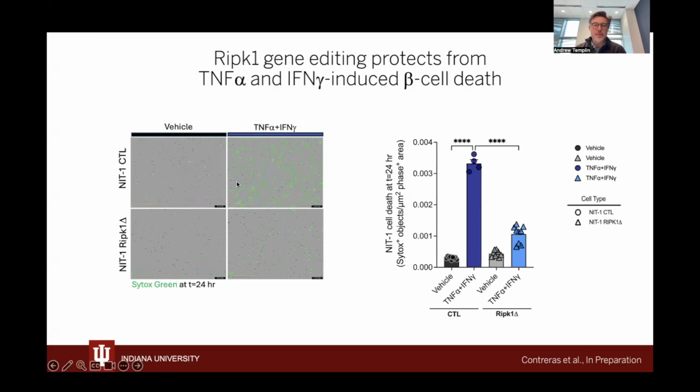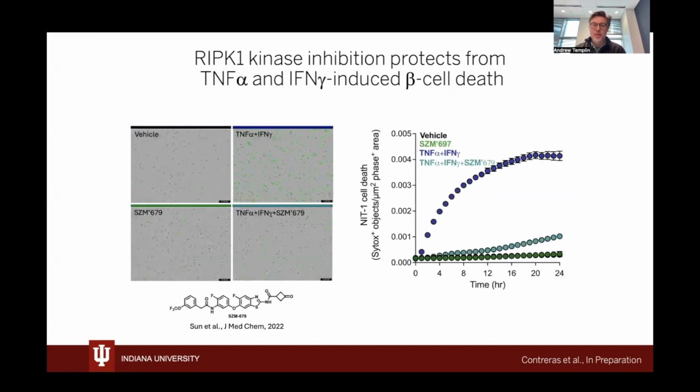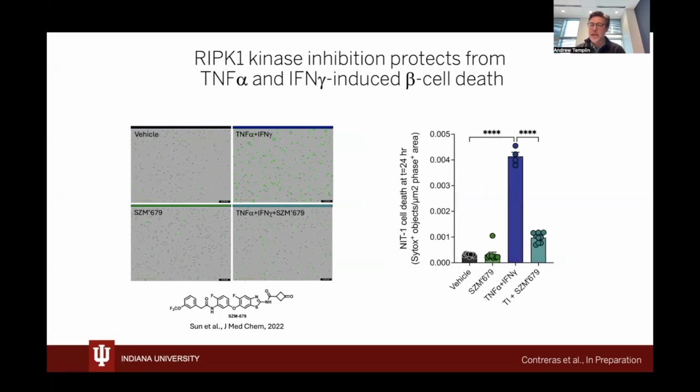These are representative images of that at 24 hours, and then the quantification of the cell death under various conditions here on the right. We also performed a similar study using our small molecule RIP1 kinase inhibitor, SCM679, which was published in 2022, and we subsequently had synthesized and evaluated. And similarly to the RIP1 gene editing, we found that inhibition of RIP1 kinase function with this small molecule significantly blunted the TNF and interferon-induced cell death in these cells, as shown here and quantified on the right.